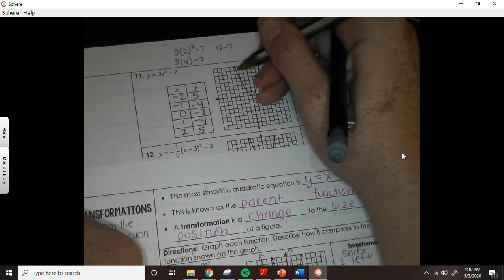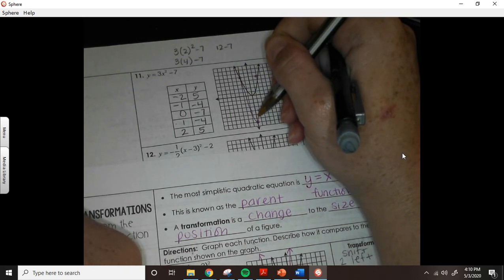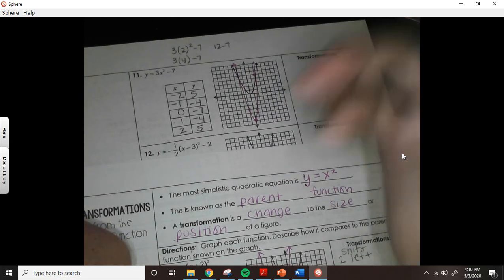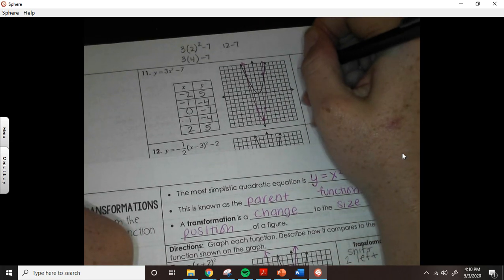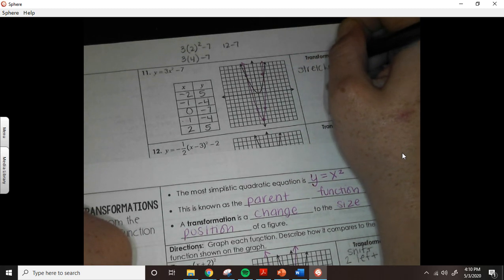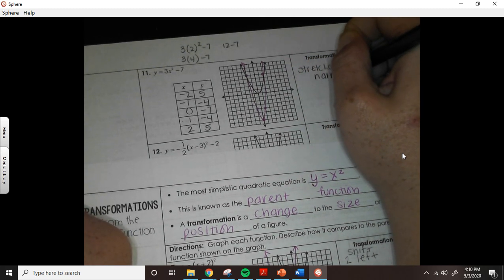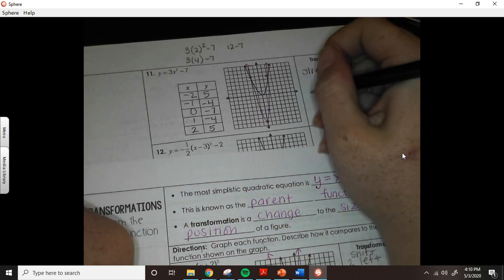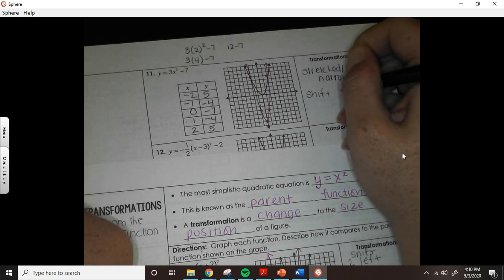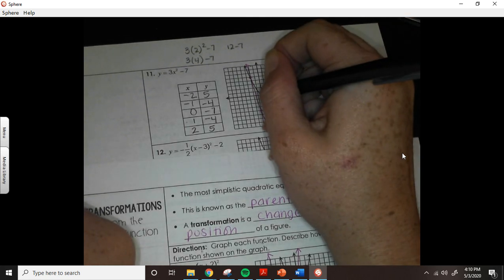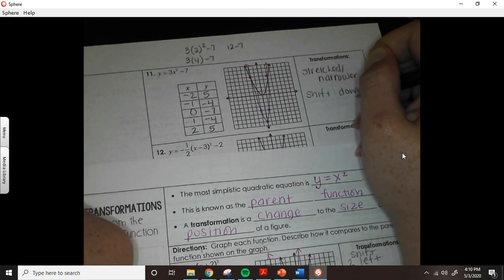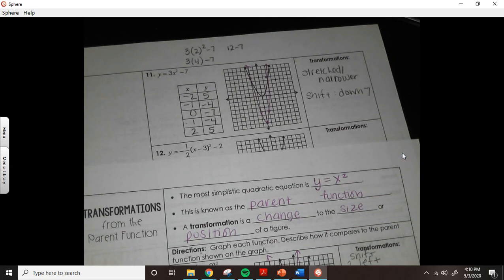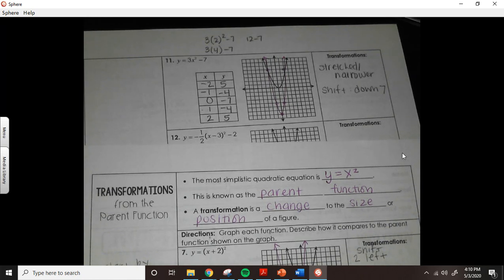All right, so what do we notice about this one? Now, I'm not just a bad drawer. This one is actually skinnier. So the first thing we can see is that this one is stretched, or we can say narrower. And what happened to the vertex? It moved, it was a shift down. We counted all the way down to negative 7. Down 7. All right, now how's that?